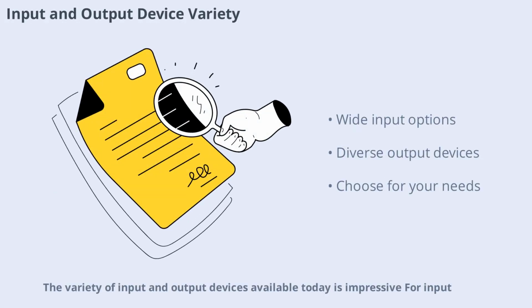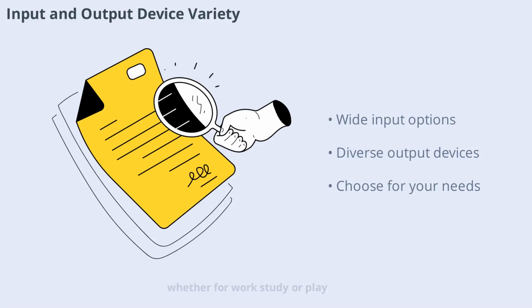The variety of input and output devices available today is impressive. For input beyond the standard keyboard and mouse, you have touchpads, trackpads, joysticks, gamepads, scanners, microphones, webcams, and styluses. Output devices include monitors, printers, speakers, headphones, projectors, and even LED indicators. Each device is designed for specific tasks, whether it's gaming, creative work, or communication. Knowing your options helps you build a setup that fits your needs, whether for work, study, or play.